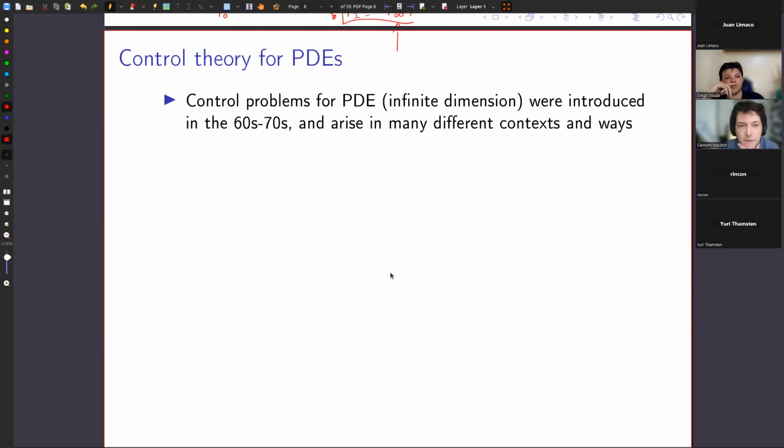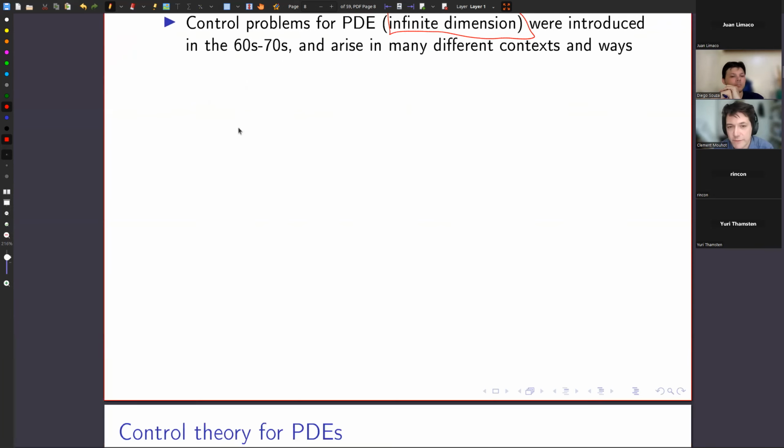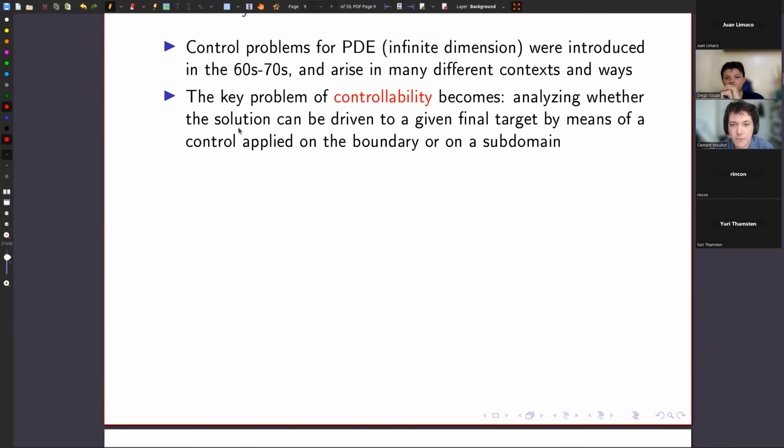Okay, now the control theory for PDEs. So now we go to infinite dimension, right? You can always think of a PDE as a differential equation in infinite dimensional functional space. But of course, saying that is not really helping you much for proving anything, but it's nevertheless true. It was introduced in the 60s, 70s, largely by the Italian and French school initially, but then in many other places in the world. And it was a source of many super interesting problems.